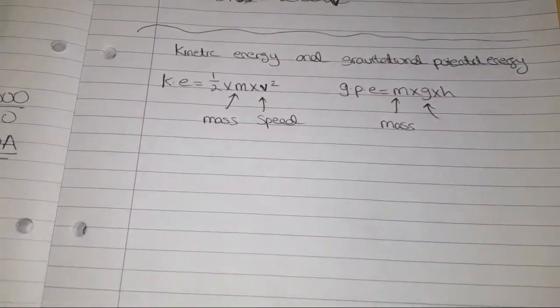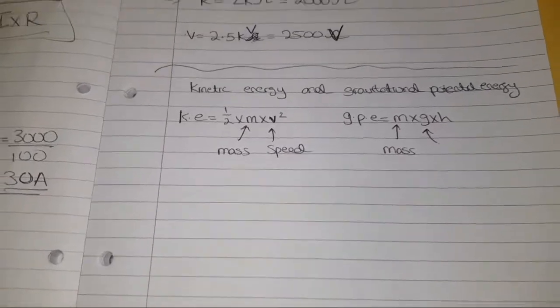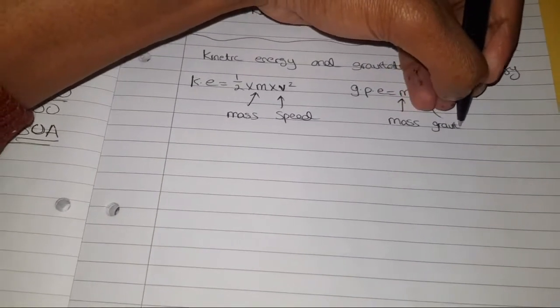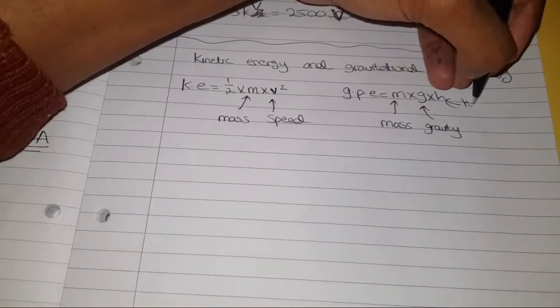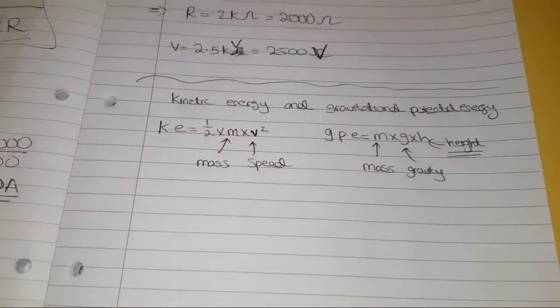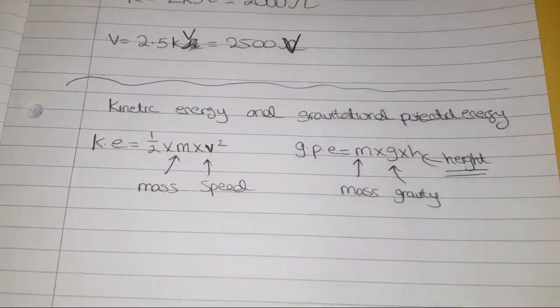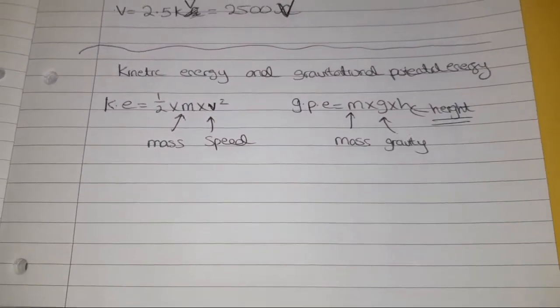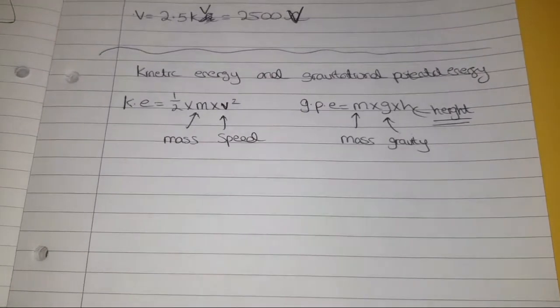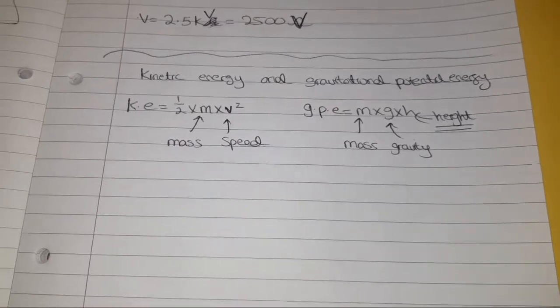Oh yeah, you guys were meant to learn this probably in the beginning of year 9. Don't know who you had back then. G is gravity, and then H is height. Make sure you guys write this down because these are really important formulae. Oh, you had Miss Patel in year 9. Okay, so half mv squared and then mgh.